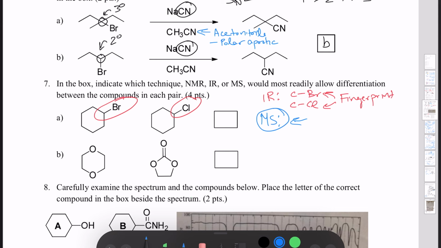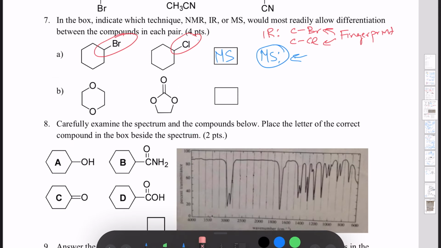So we don't have to go and find out the chemical structure, which is what IR would allow us to do. We just have to see the mass difference and assign the one that has a reading for higher mass to the one corresponding to the bromine, and the reading corresponding to the lower mass to the cyclohexane molecule with the chlorine substituent. So with that in mind, we can say that this can be easily detected via mass spectrometry.